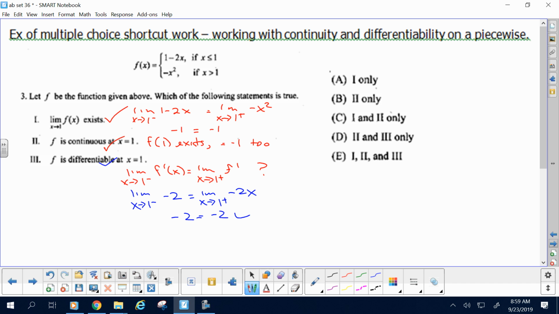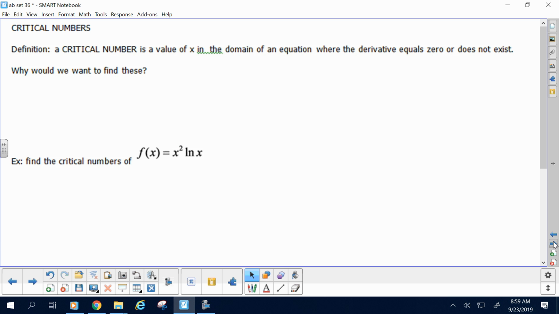What do you say? A, B, C, D, or E? It is true for all cases. They are all true. The limit exists because the one-sided limits are the same. It's continuous because the point exists and is the same as the limits, and the derivatives match at 1. So we're good to go? It is E. Excellent.